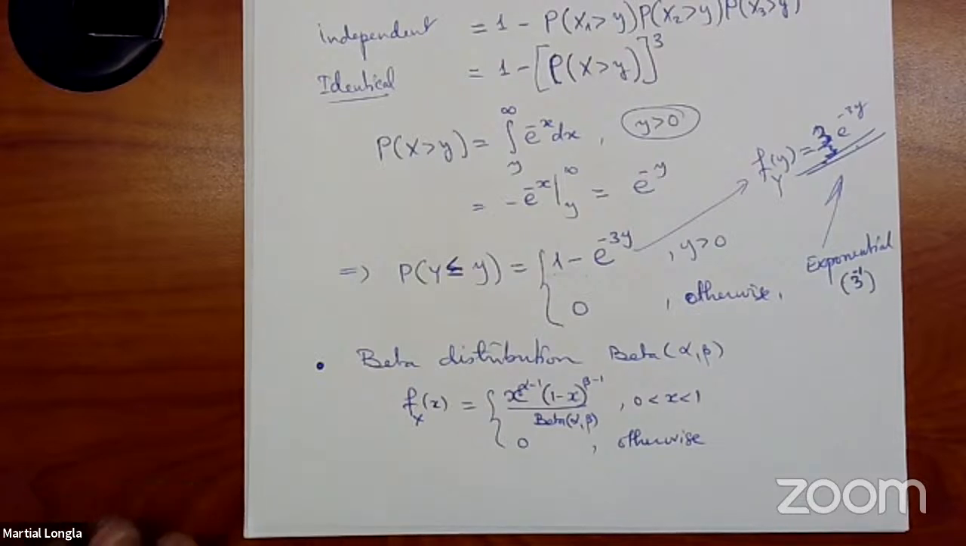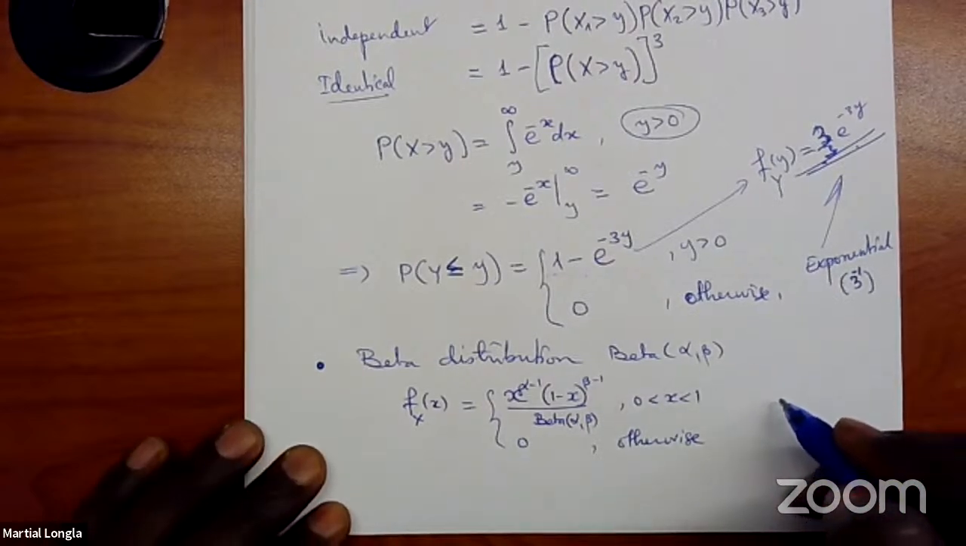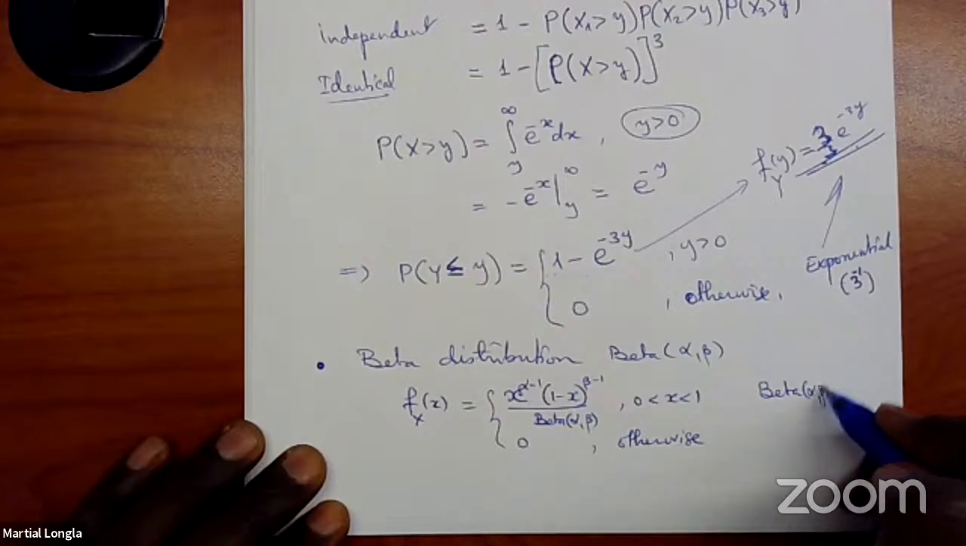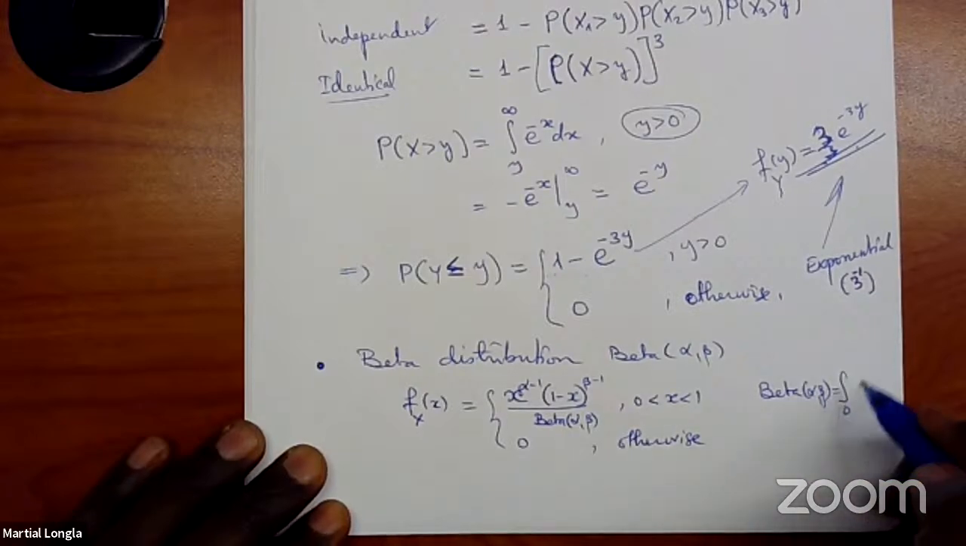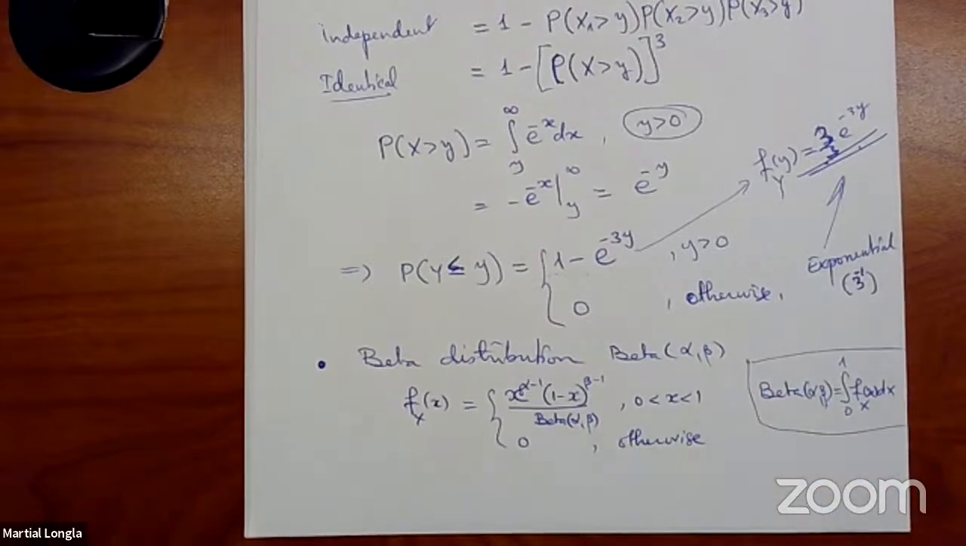What do you have on the bottom? Beta. So beta is nothing but the integral from 0 to 1 of what is inside there. And it's a special function.